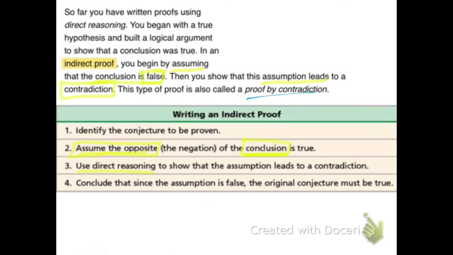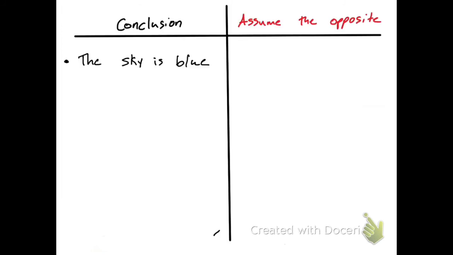Then we use direct reasoning. So once we assume the opposite of the conclusion is true, it's just a normal proof, but we show that the negation, this assumption, leads to a contradiction. And once we get to the contradiction, we can say that the assumption is false and our original conjecture therefore must be true. So let's look at how we assume the opposite.